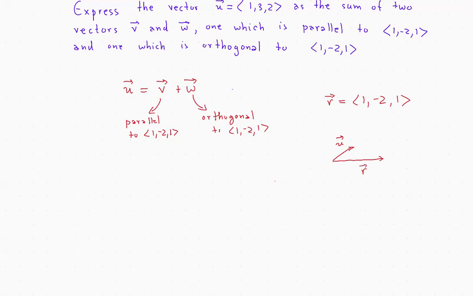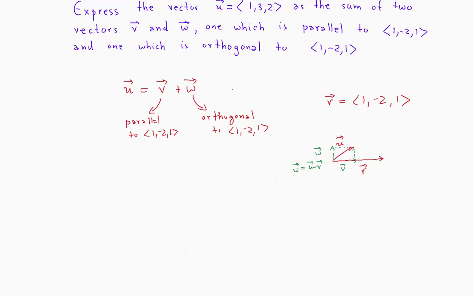But regardless, the projection of u onto r is going to be the parallel vector. So this is going to be v. And the difference u minus v is going to be the perpendicular vector. So this is going to be w. So w is almost by definition u minus v. Okay, that's the idea. So we should begin by finding the projection.